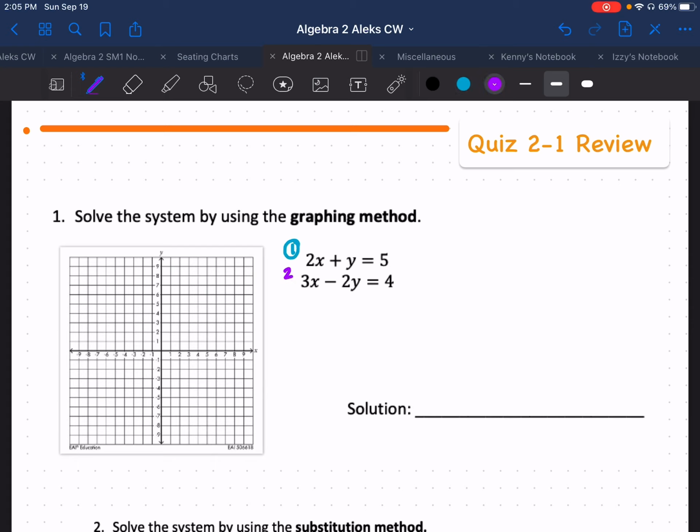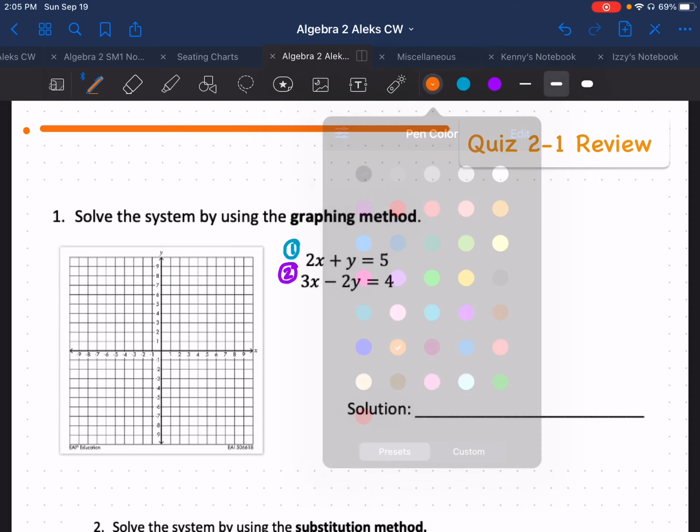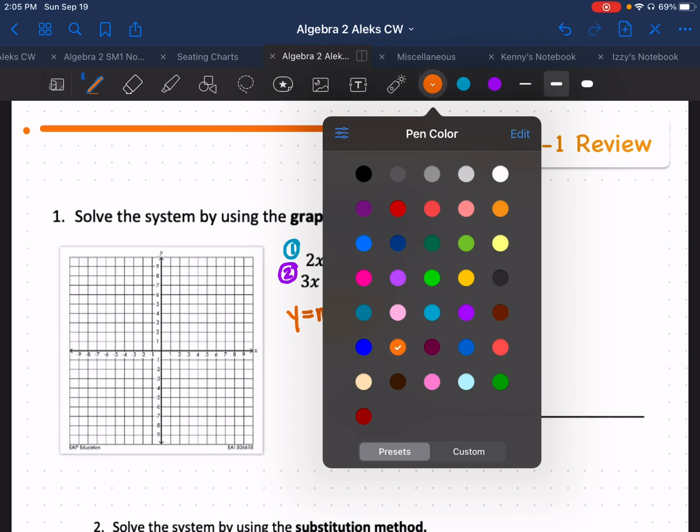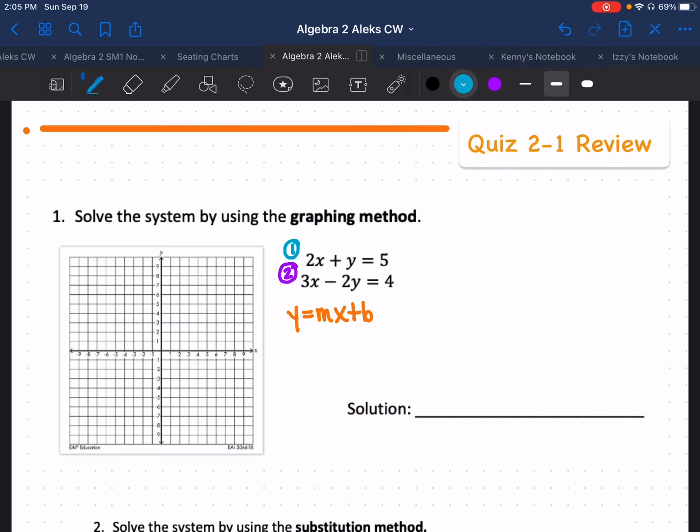I'm going to take each one of my equations, equation 1 and equation 2, and place them in the form y equals mx plus b. There we go. That way I can find the slope and the y-intercept and I can go ahead and graph.